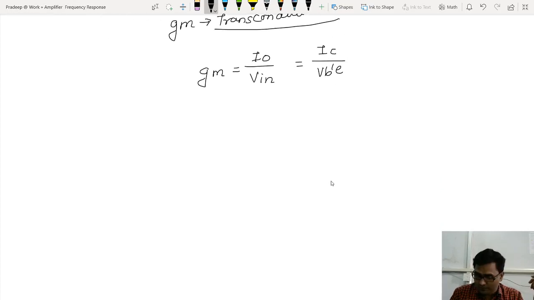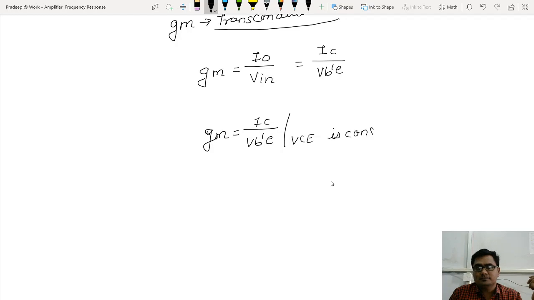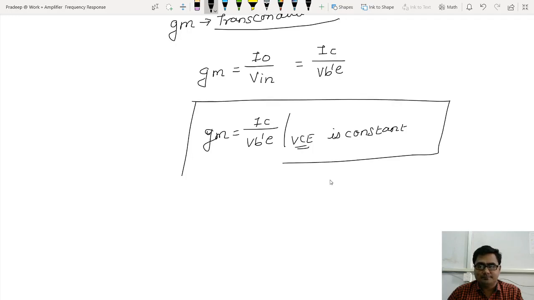So we can consider the ratio GM, that is IC divided by VBE, when VCE is constant. Now, output voltage has to be constant. Then only I can consider the output current to input voltage ratio. Yes, it is possible only when output voltage is constant. So this GM I need to consider here.